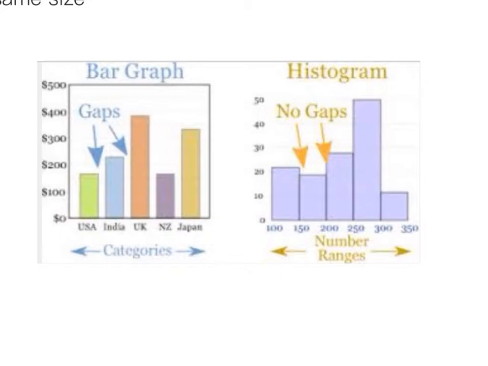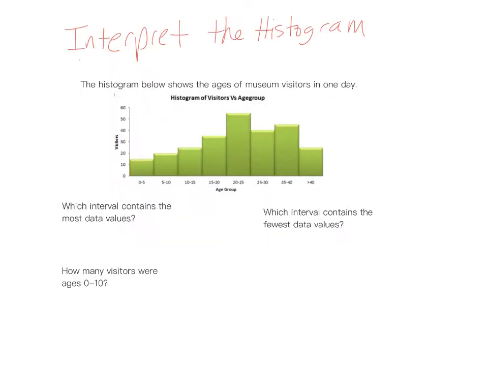Okay, so those are kind of the differences. Again, a histogram is a type of bar graph, but it is different. Again, no gaps and number ranges down here, not categories. Alright, so next what we're going to do is interpret a histogram, okay?